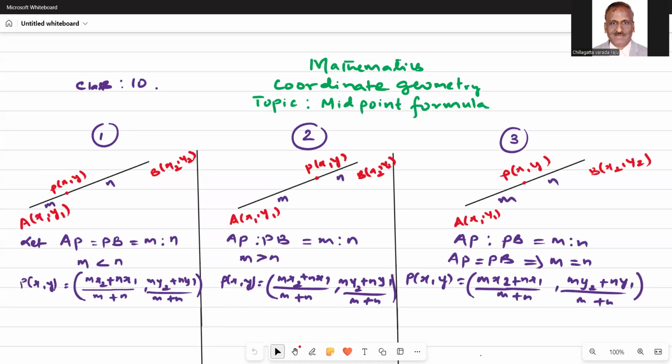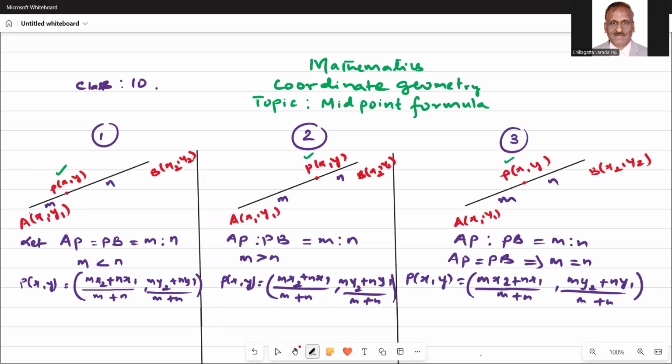In this class, I'll be deriving the midpoint formula connected to coordinate geometry by making use of the section formula. I have taken three conditions here. You can observe conditions 1, 2 and 3, where the point P is dividing the line segment joining A and B internally in the ratio m:n. You see the position of the point P in the three conditions.